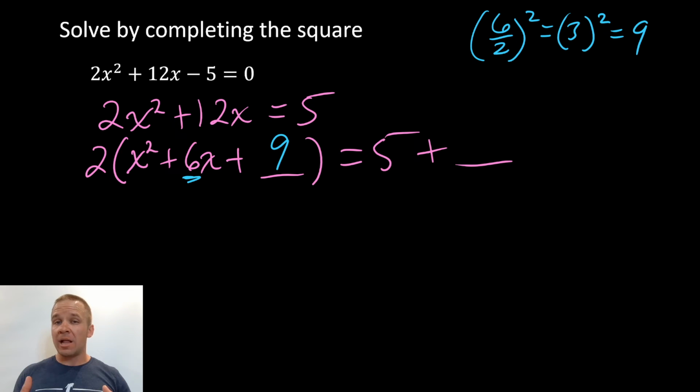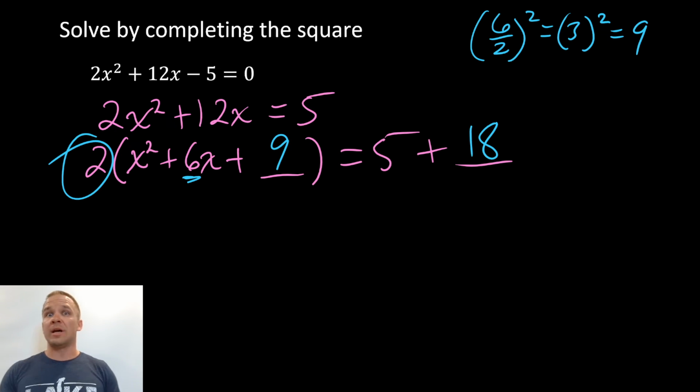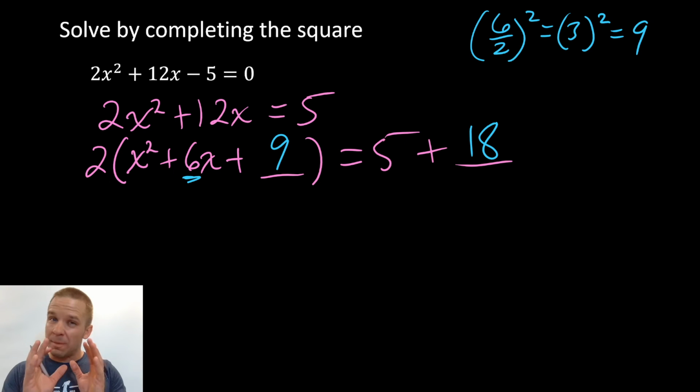So in order to balance this equation and have it equivalent on each side, I need to actually add 18 here because of that 2 that I took out originally. All right, you've got to be very careful with that. Got to remember that step. All right, now I can go ahead and do all my factoring and all that stuff.